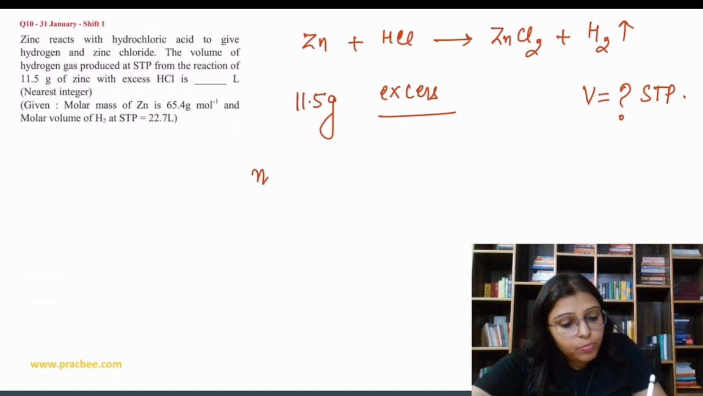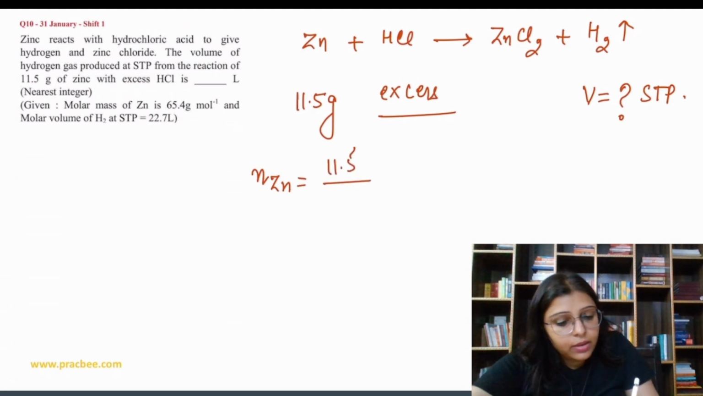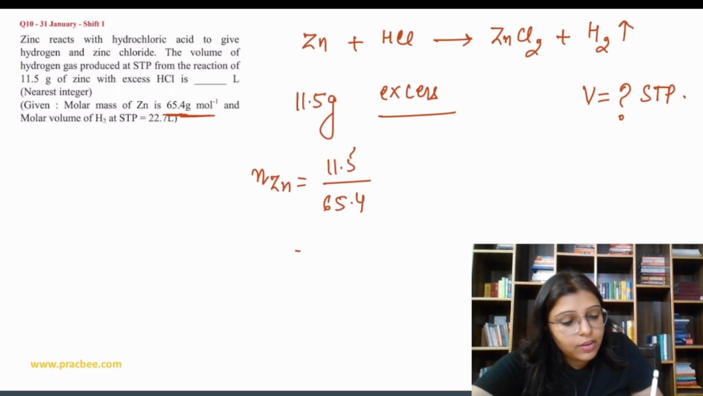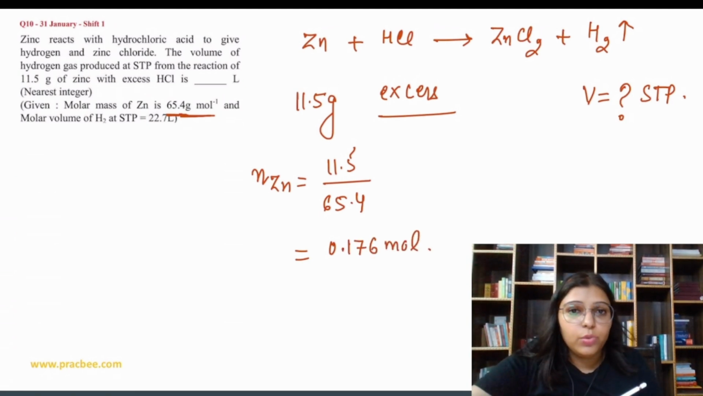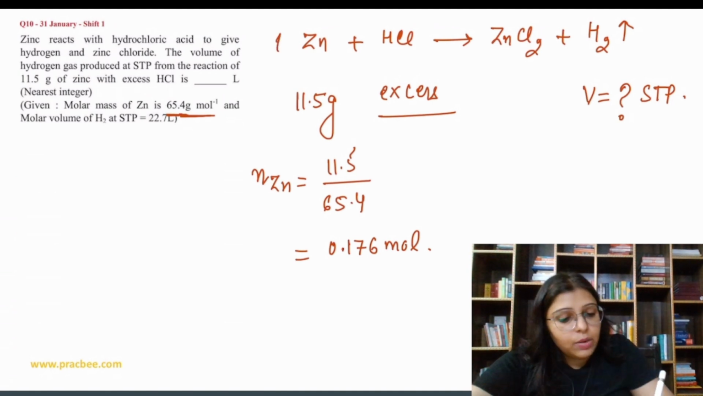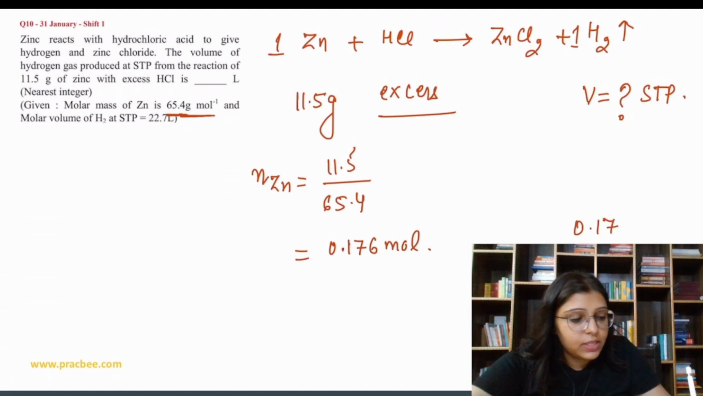See, number of moles of zinc is equal to 11.5 divided by molar mass, which is given, that is 65.4. So 11.5 divided by 65.4 is equal to 0.176 mole. Now, 1 mole of zinc gives 1 mole of hydrogen. So it means 0.176 mole of zinc gives 0.176 mole of hydrogen.